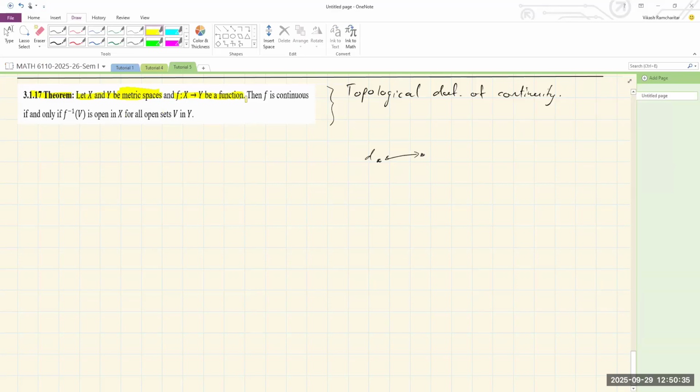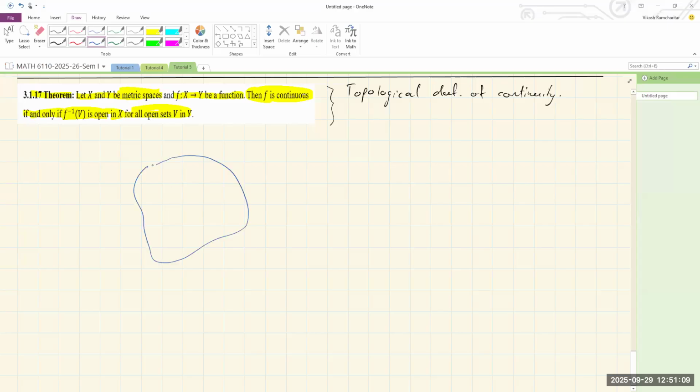So our definition of continuity comes from the epsilon delta definition. This theorem is saying that that definition is equivalent to saying: f is continuous if and only if f inverse of V is open in X for every open set V in Y. Okay, so let's first look at the picture and then we'll look at the proof.